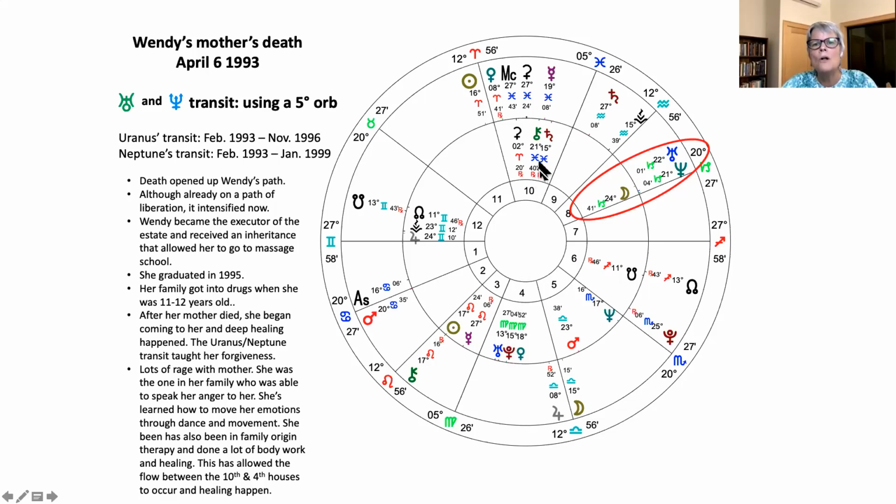So all the work that she has done around her family through family therapy and so on, as she said, has allowed the flow between the 10th and the 4th houses to occur, and incredible healing to occur, because these directly relate to her moon being Saturn as the ruler of Capricorn and the moon as the ruler of the 8th house.